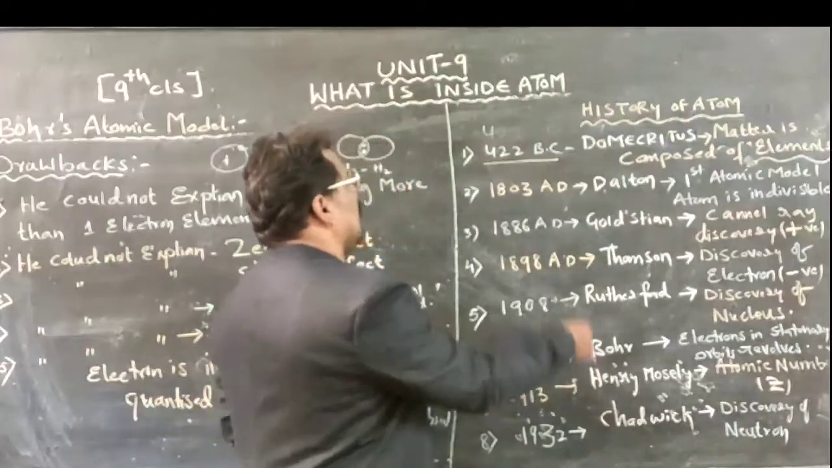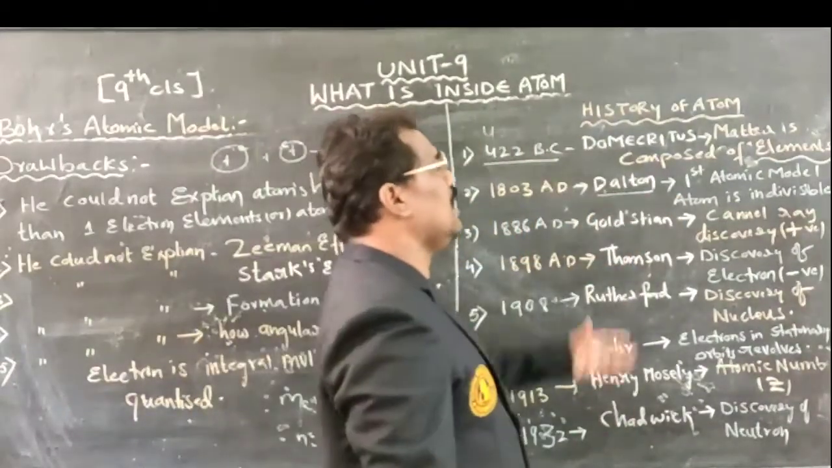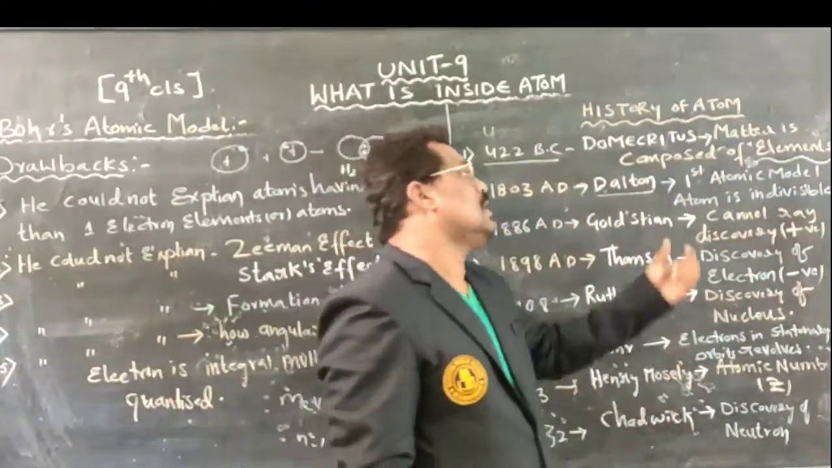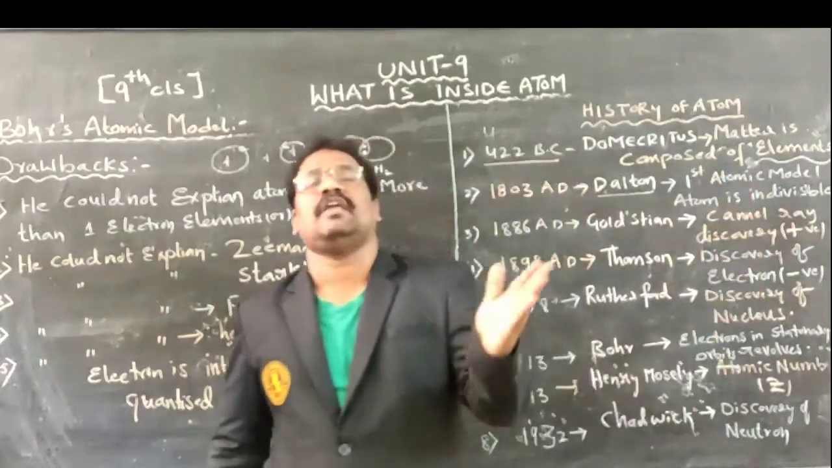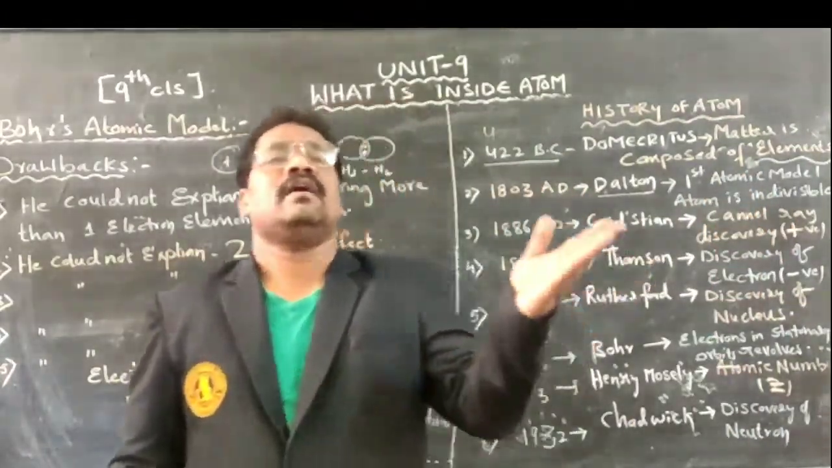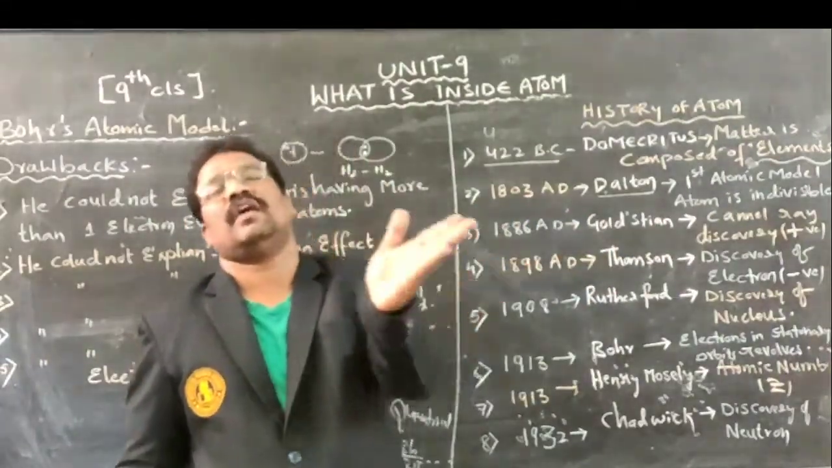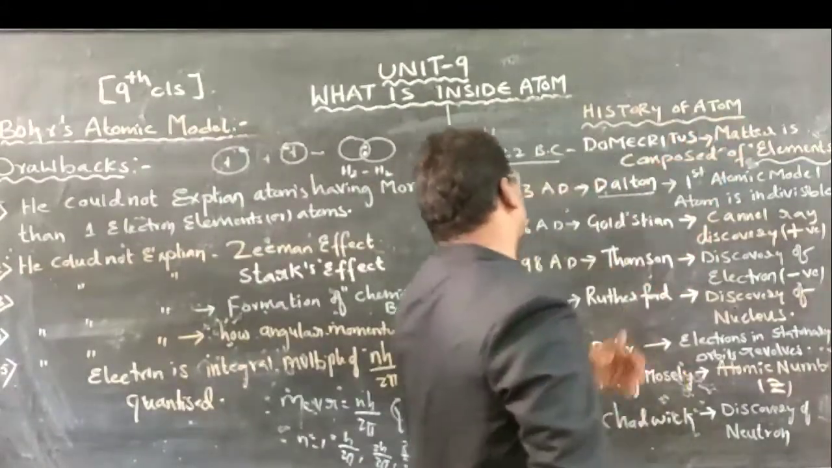Later on, in the year 1803, Dalton proposed the first atomic model, called the Dalton atomic model, and he said that the atom is indivisible and identical atoms will have identical features, dissimilar atoms will have dissimilar features. Those concepts he explained there itself.